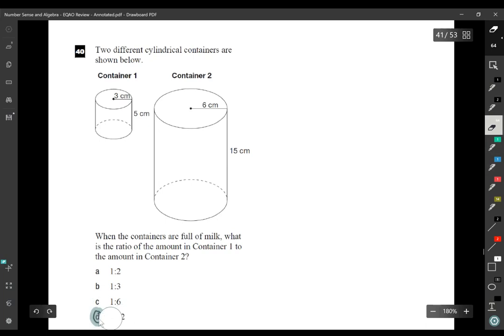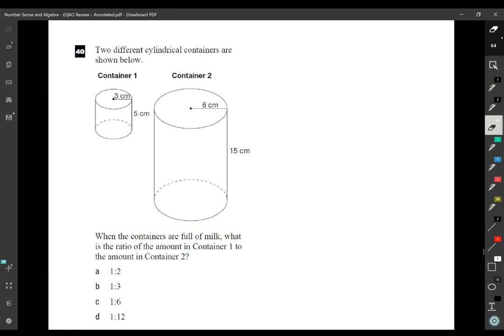So we are going to be going over question 40 for now. It says 2 different cylindrical containers are shown below. Container 1 has a radius of 3 centimeters and a height of 5 centimeters. Container 2 has a radius of 6 centimeters and a height of 3 centimeters. When the containers are full of milk, what is the ratio of the amount in container 1 to the amount in container 2?